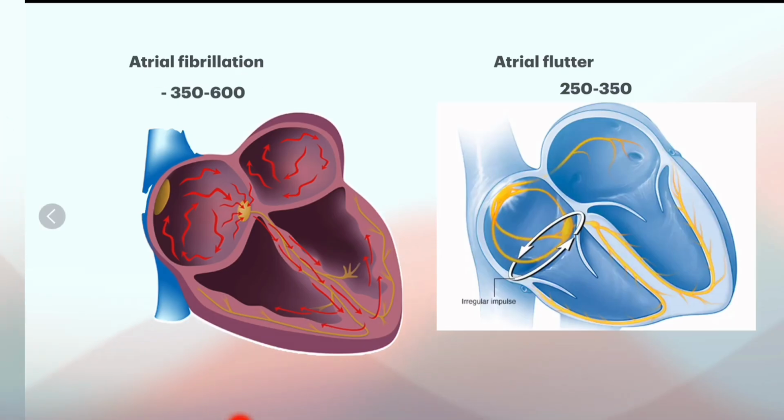In atrial fibrillation and atrial flutter, reduction of ventricular rate is important. In atrial fibrillation, the atria contract at 350 to 600 beats per minute irregularly and rapidly, whereas in atrial flutter, they contract at the rate of 250 to 350 beats per minute regularly and rapidly.